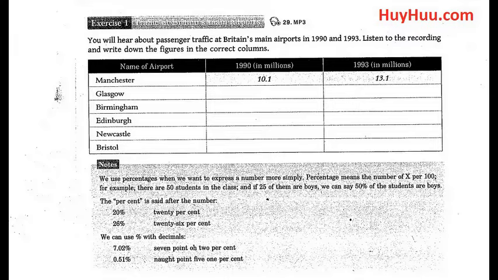Look at the notes and listen carefully to me. We use percentages when we want to express a number more simply. Percentages means the number of X per 100. For example, there are 50 students in the class, and if 25 of them are boys, we can say 50% of the students are boys. The percent is said after the number.